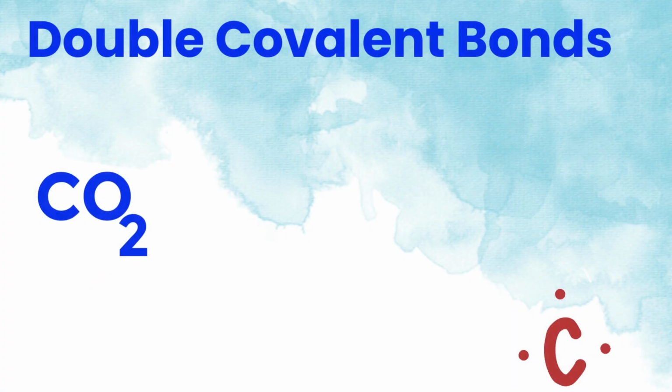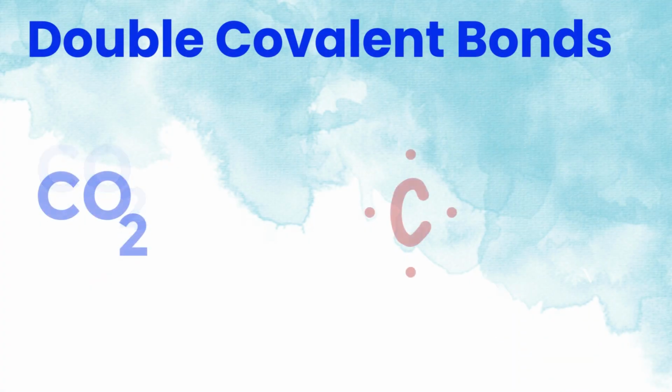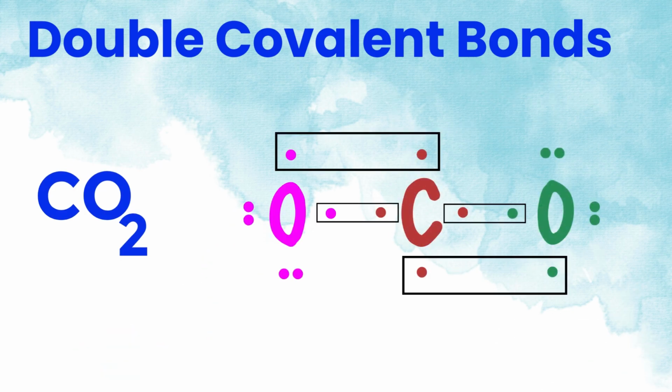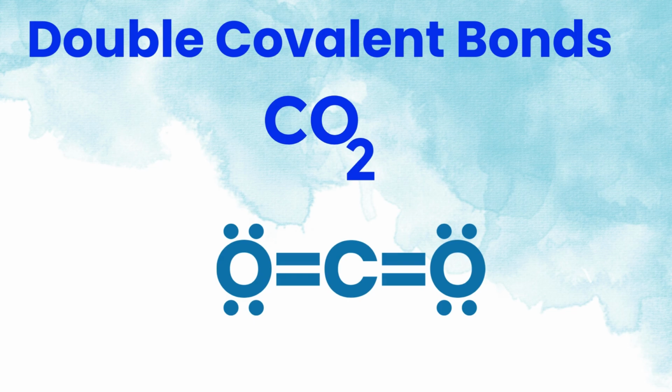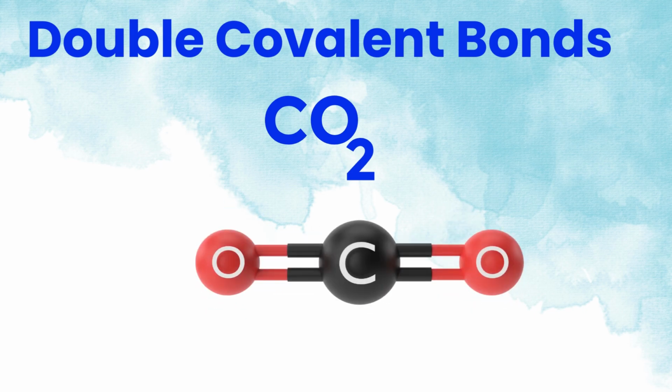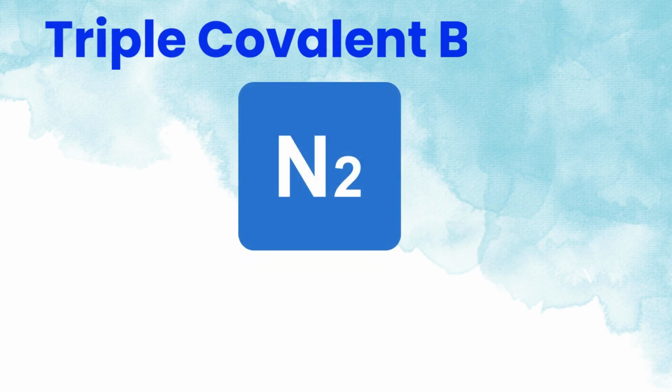CO2. Carbon has 4 valence electrons and oxygen has 6 valence electrons. So in CO2, 1 carbon atom shares 2 of its electrons with each of the 2 oxygen atoms. So there is a double bond between the carbon and 1 oxygen atom, and another double bond between the carbon and the second oxygen atom, with the carbon atom in the middle and the oxygen atoms on either side.